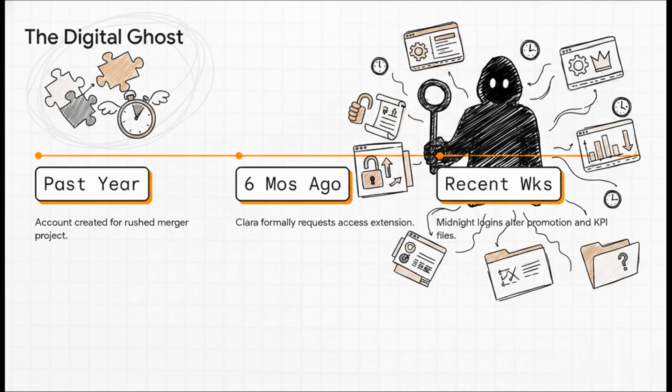Then, if we look at 6 months ago, we see a formal request by a senior manager named Clara. She specifically asked to extend the access of this temporary account. But the most alarming data points, they're right there at the end of the timeline. In recent weeks, the audit logs revealed midnight logins from this exact account. Midnight! And what were they doing in the dark? They were altering strategy lead Maya's promotion workflows. They were manipulating hidden key performance indicator sheets and quietly editing client deck archives. This ghost user was everywhere the truth was being changed after hours. Every locked door in the system had been opened with the exact same borrowed key.